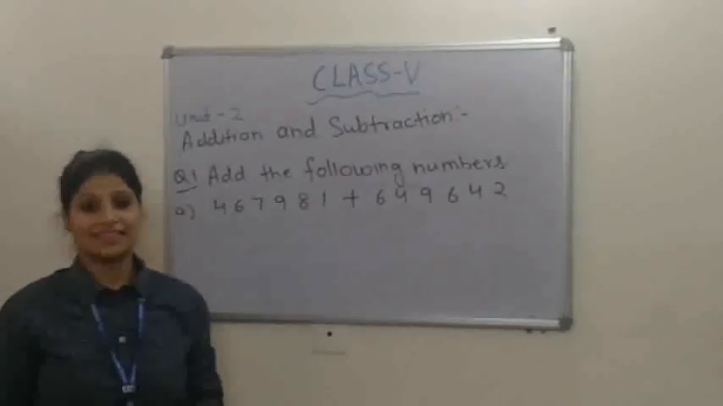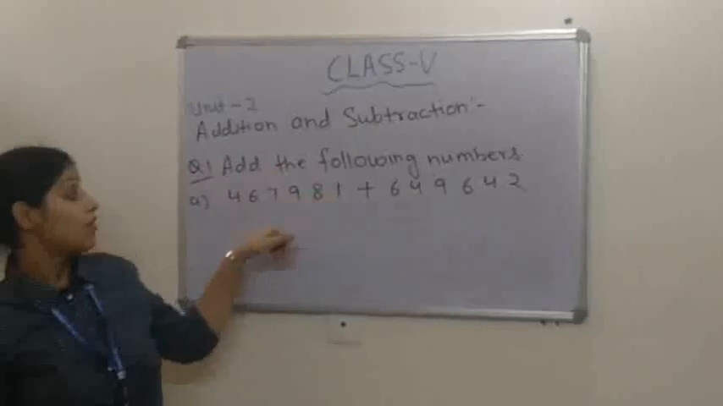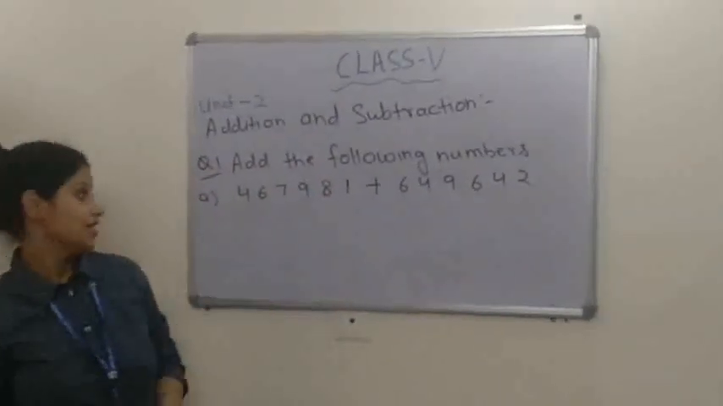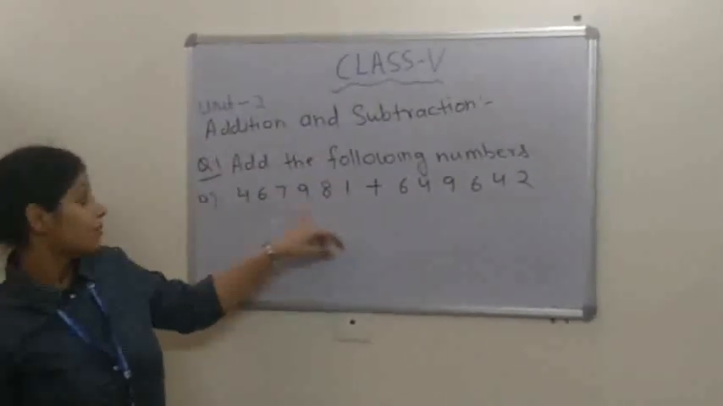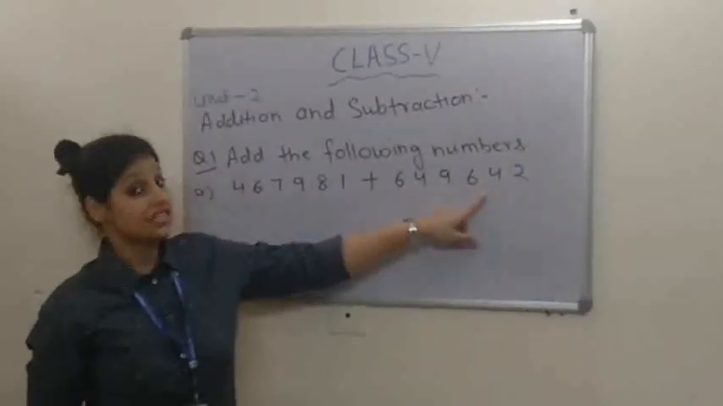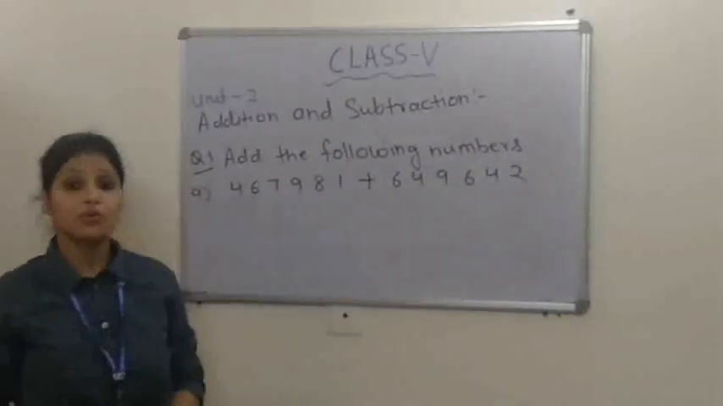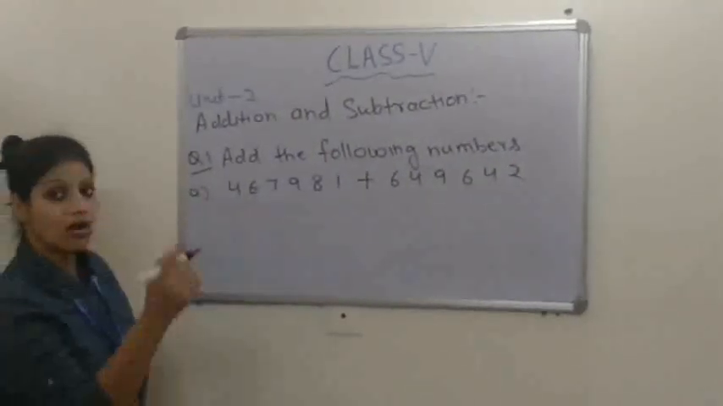Friends, I'm back. Today we are going to start our addition of large numbers. I have a number with 6 digits, and another number, again called an addend, which also has 6 digits. We are going to add these bigger numbers. So how will we add?